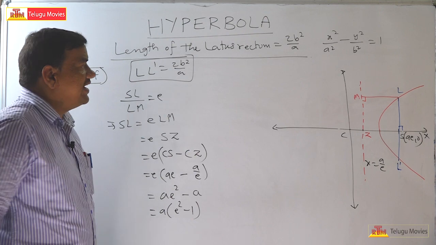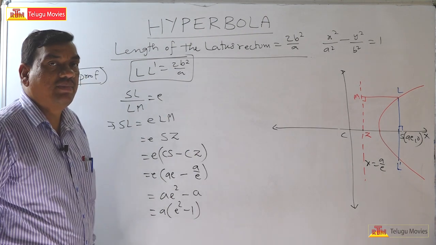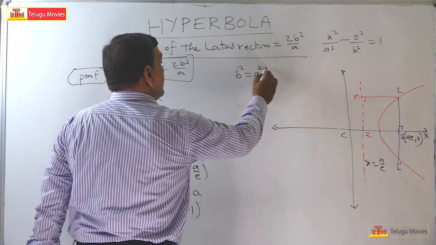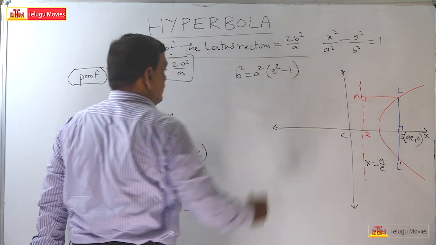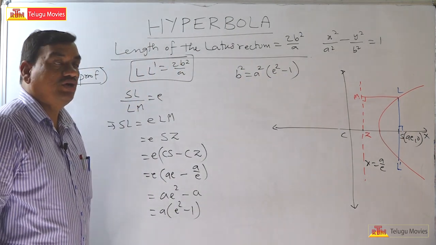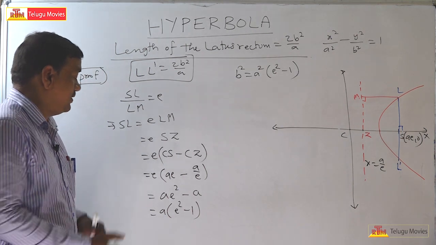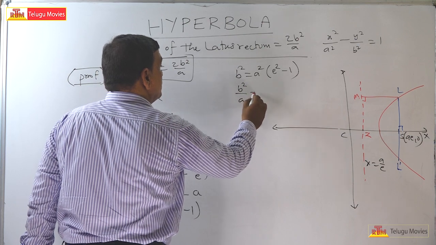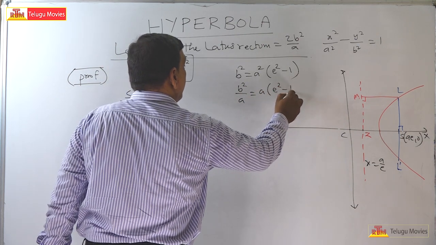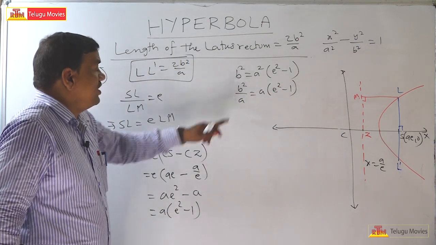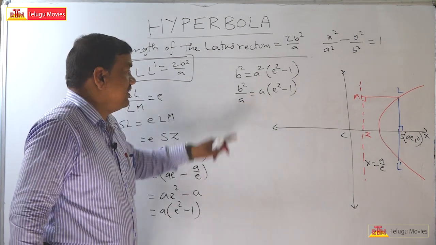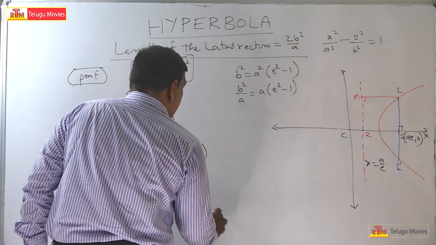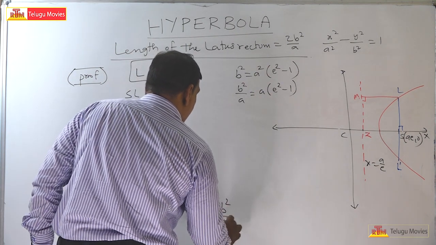Already we know that when x square by a square minus y square by b square is equal to 1, we know that b square is equal to a square into e square minus 1. Now you divide with a on both sides. This is nothing but a into e square minus 1. So therefore a times e square minus 1 is equal to b square by a. Okay. So this is nothing but b square by a.